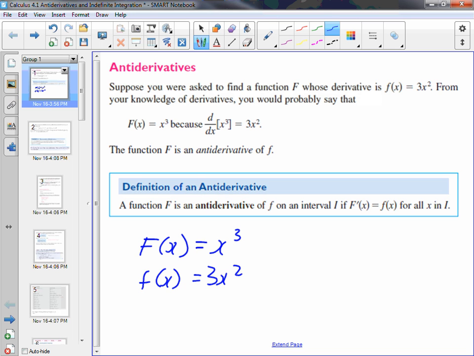So if we have capital F of x equals x cubed and little f of x equals 3x squared, isn't it proper to say that little f of x is the derivative of capital F of x? It is also proper to say that capital F of x is an antiderivative of little f of x. Now, here's why it's not the antiderivative. If I took the derivative of capital F, wouldn't I still get little f? So see, there's always more than one antiderivative, always, because you can always just add a constant to it.